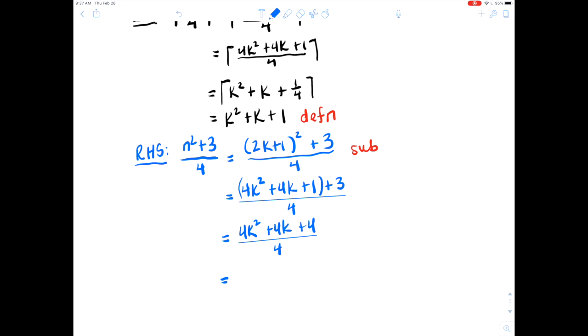But what is that? Good. That's k squared plus k plus 1. And so we have shown that the left-hand side equals the right-hand side, and we're good to go.